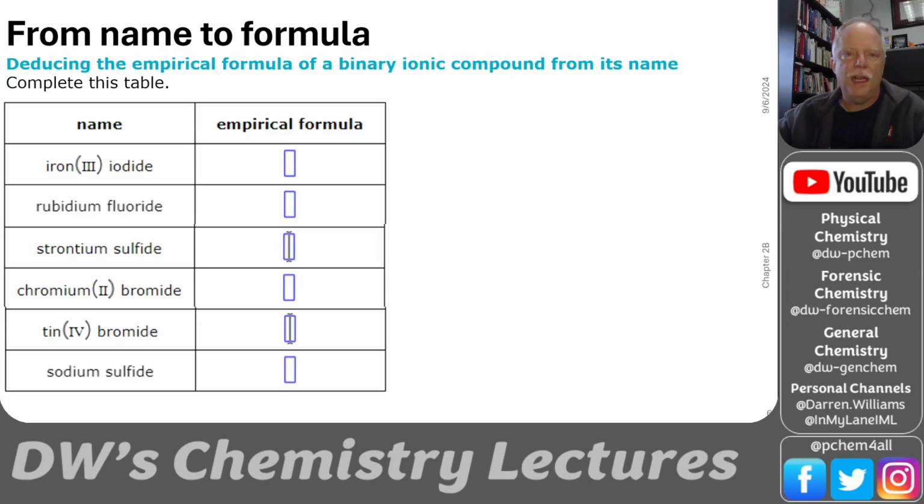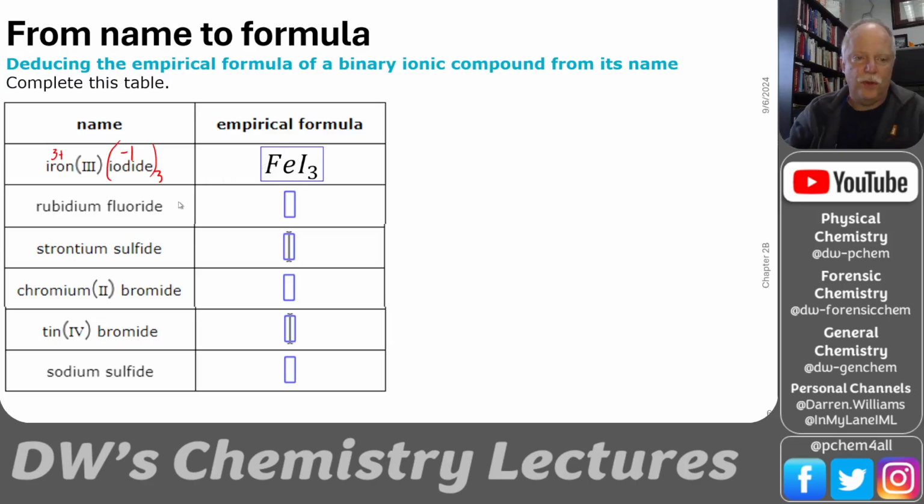Okay, what if we're given the name and we need to go to the formula? Okay, so we have iron 3 iodide. So we know this gives us an iron 3 plus, and that means we need 3 iodides because each one of those is a -1. So that's what I'm talking about. We've got a 3 plus. Each one of these is a -1. And so I'm going to need 3 iodides. So FeI3.